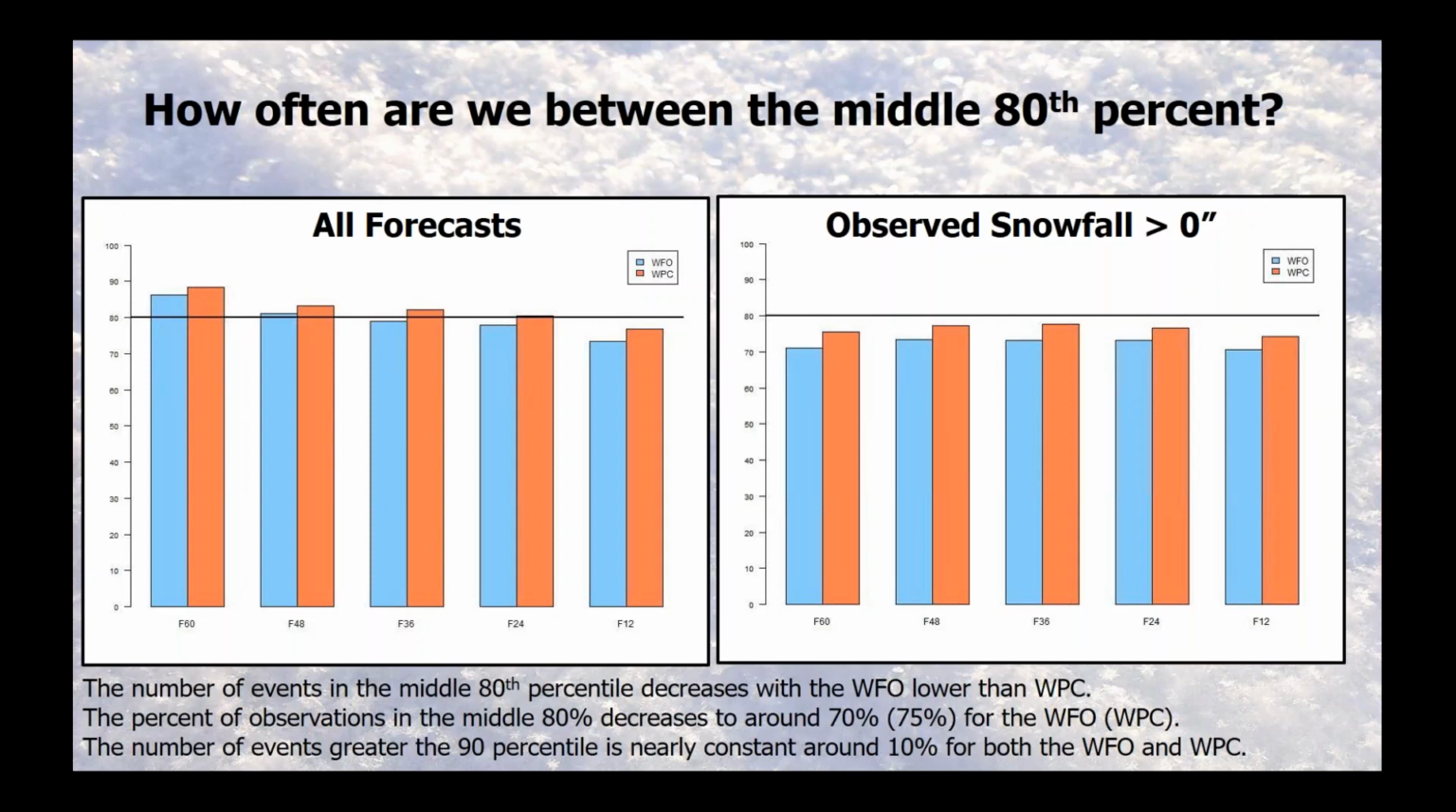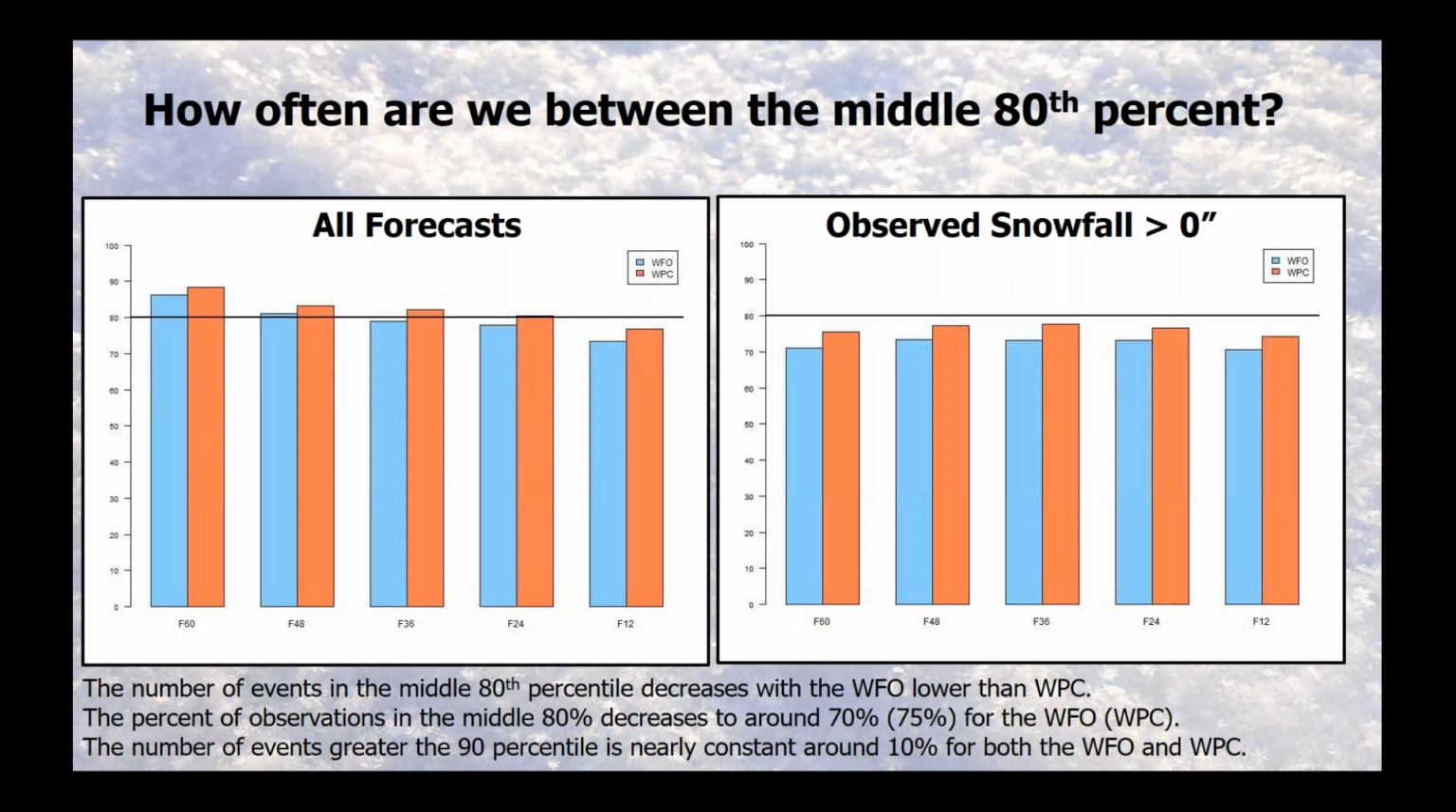That's between the 10th and 90th. Those are the images we put up on the web page. And again, if we look at all forecasts, we see that we're in between that 10th and 90th a little bit too often at 5th period, about 85% of the time. And we're not in between it often enough at first period, closer to 75% of the time. So you see that same decrease.